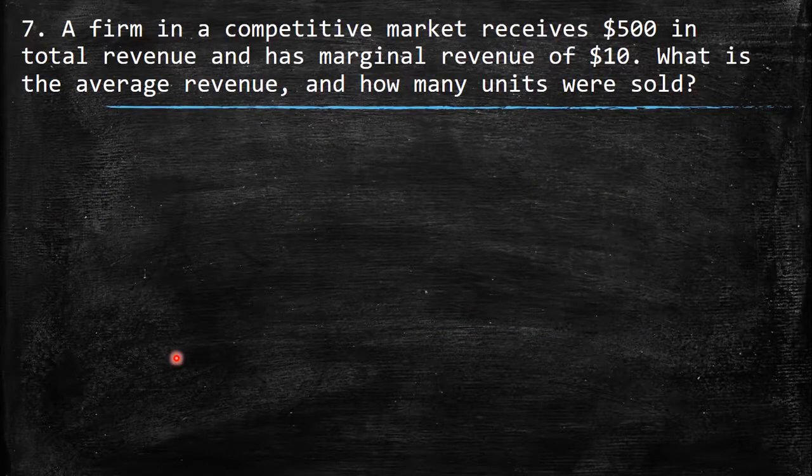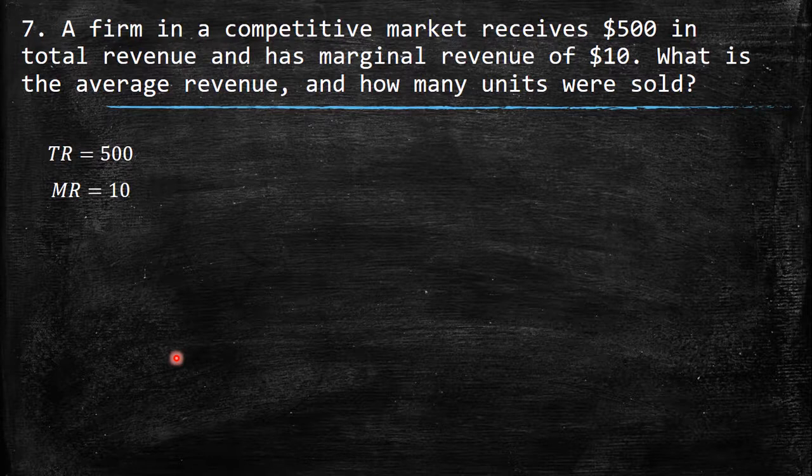So the first question says, a firm in a competitive market receives $500 in total revenue and has marginal revenue of $10. What is the average revenue and how many units were sold? So first we have this information. We have the total revenue, which is 500. Remember, total revenue is the price times the quantities you sell. Then the marginal revenue is the revenue of selling an additional unit.